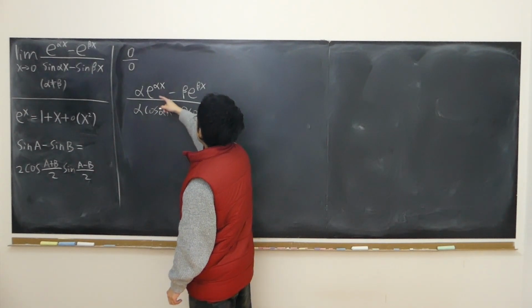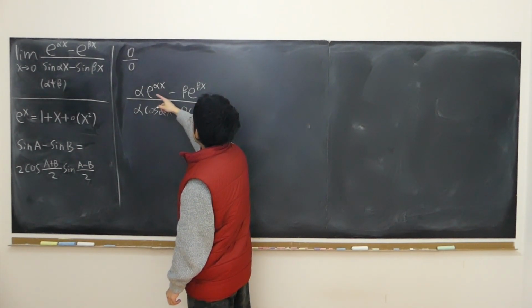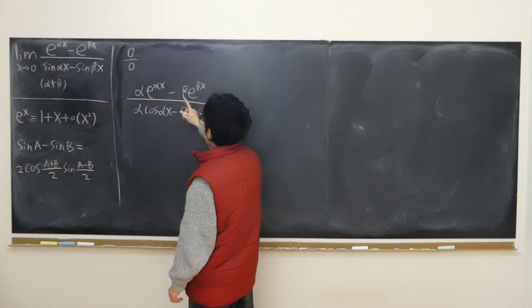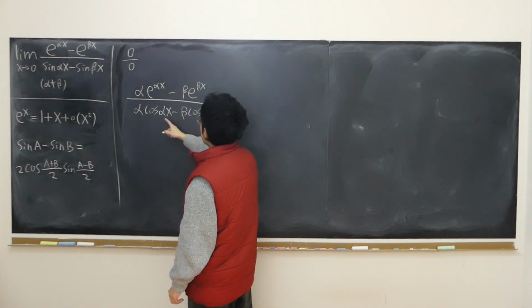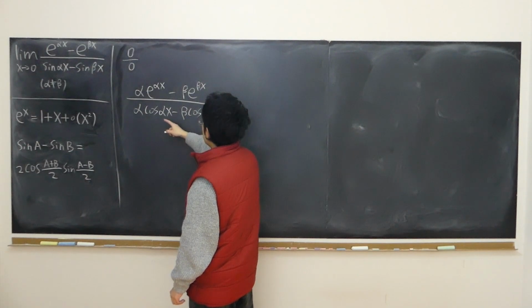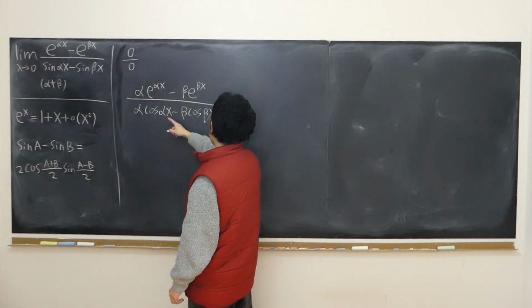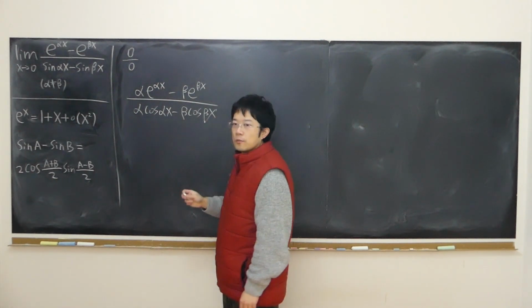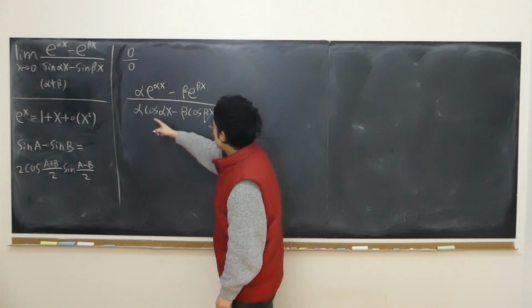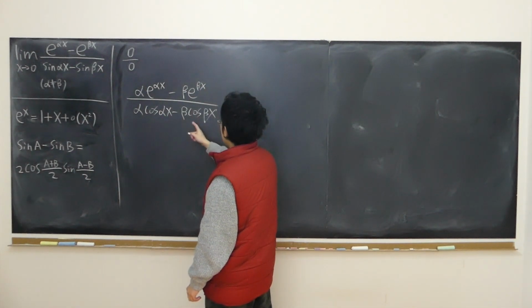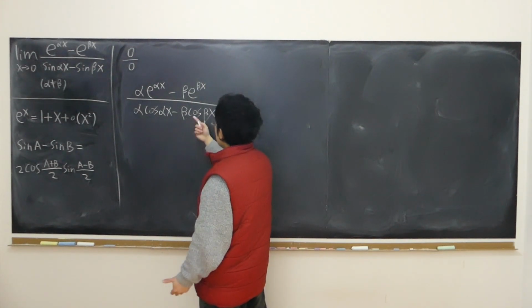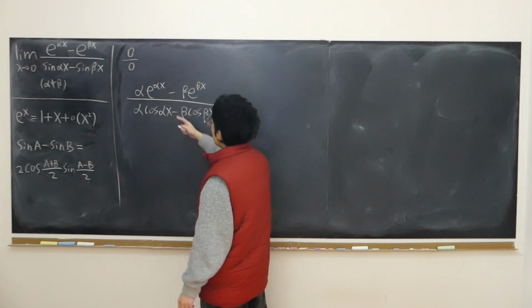If x approaches 0, e to the alpha x approaches e to 0, which is 1. So that approaches alpha. Similarly, this approaches beta, alpha minus beta, non-zero. So this is cool. Now at the bottom, as x approaches 0, cosine alpha x approaches cosine 0, which approaches 1. So this approaches alpha. Likewise, this approaches beta. Right, so alpha minus beta, the same amount as the top.